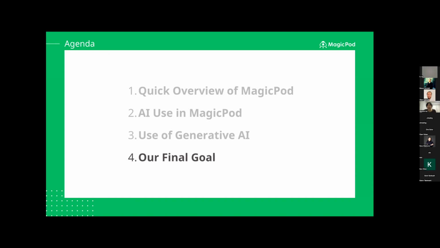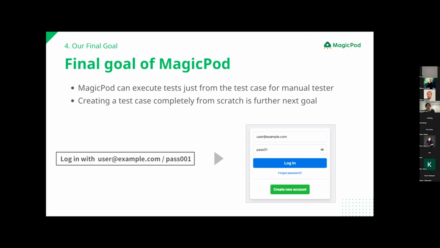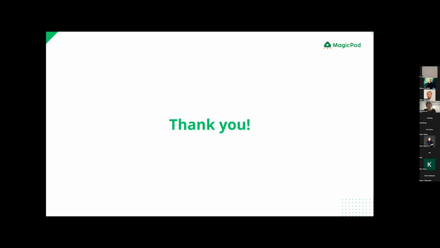So finally, I will briefly introduce the final goal of MagicPod. Our final goal is executing tests just from the test case for a human or manual tester. This goal has actually been unchanged from the beginning of MagicPod, for 6 years. I long thought this goal was very, very distant, but I recently feel we are gradually approaching it thanks to the emergence of generative AI. We still have many things to achieve, but I hope I can realize this goal someday. That's all for my presentation. Thank you for listening.